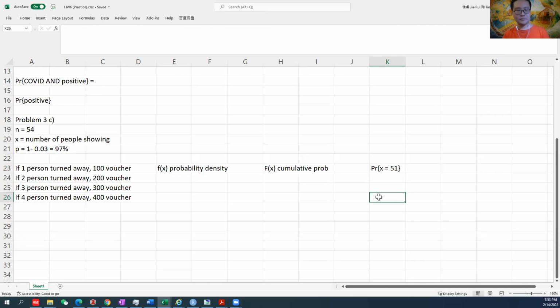Then using these probabilities, we should be able to find the expected value of vouchers separately for different occasions. Do you all follow here, or any questions?